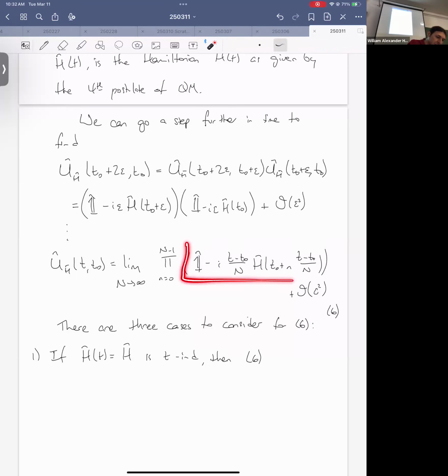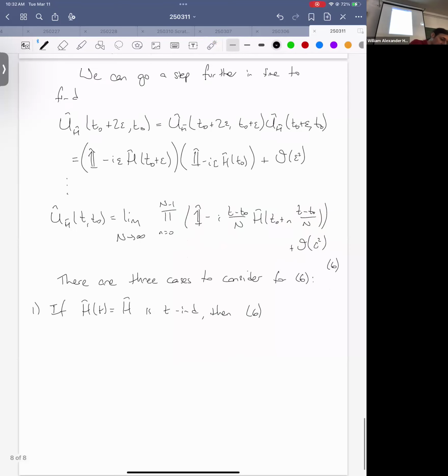So what does this look like to you if this Hamiltonian does not depend on time? Exactly, not a trick question. Then this time evolution operator is e to the minus i (t minus t0) multiplying the Hamiltonian. Let's call this 7a.